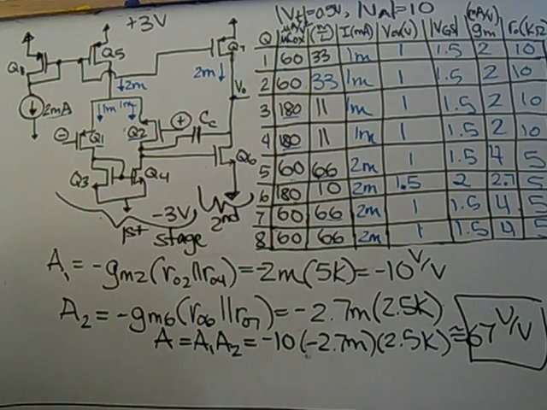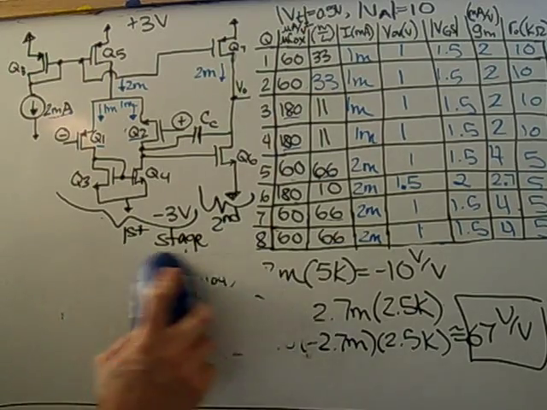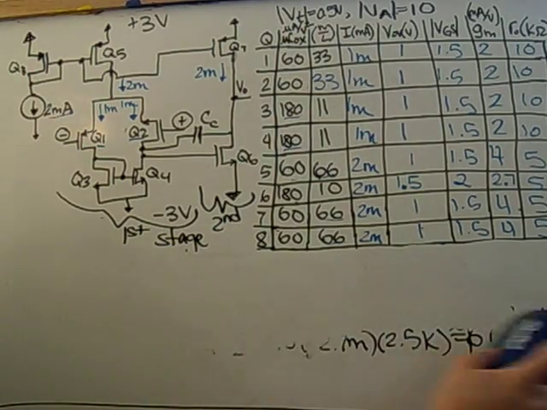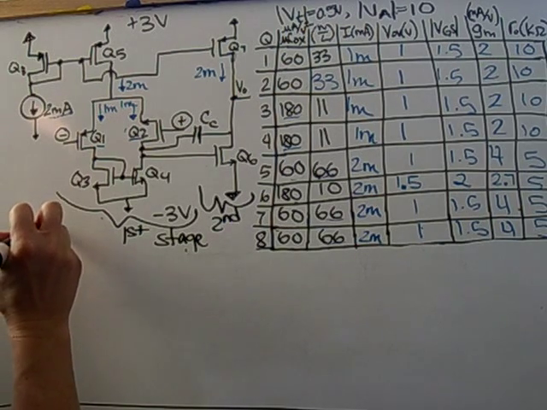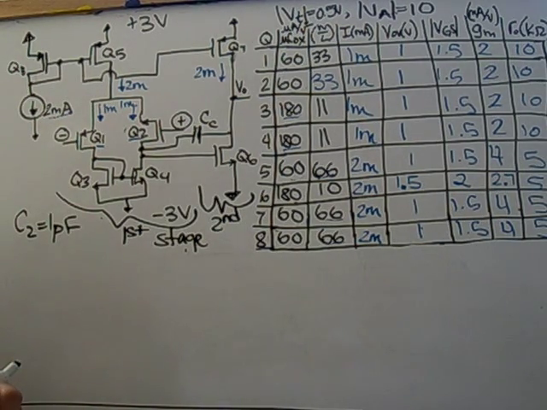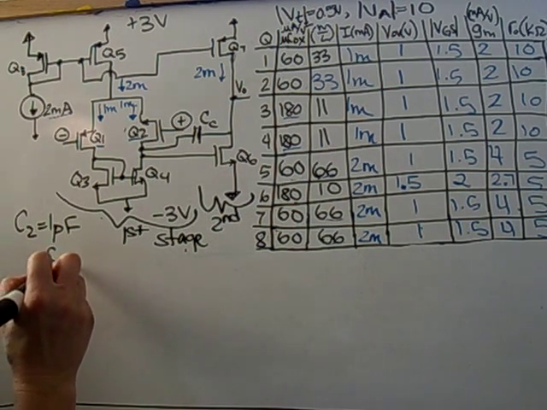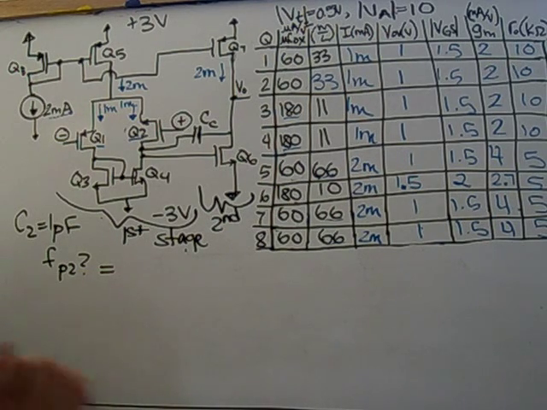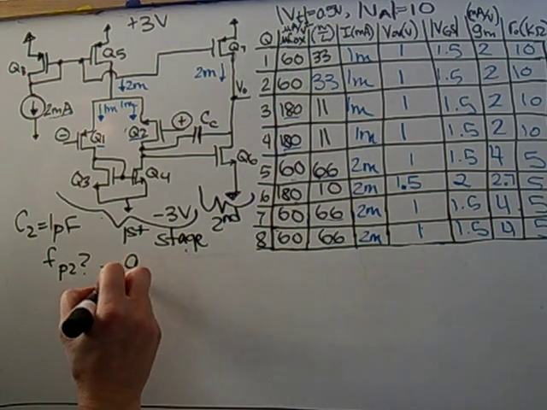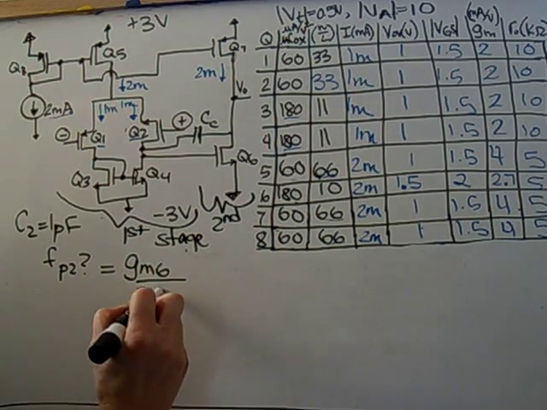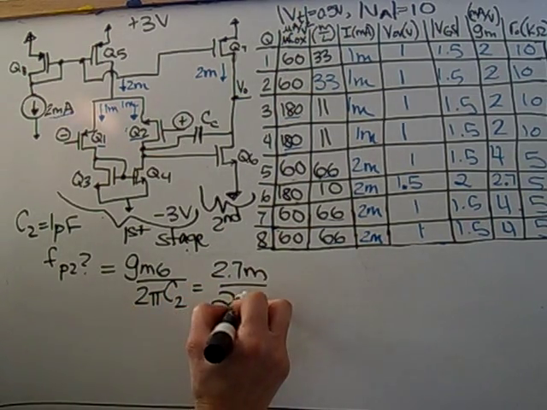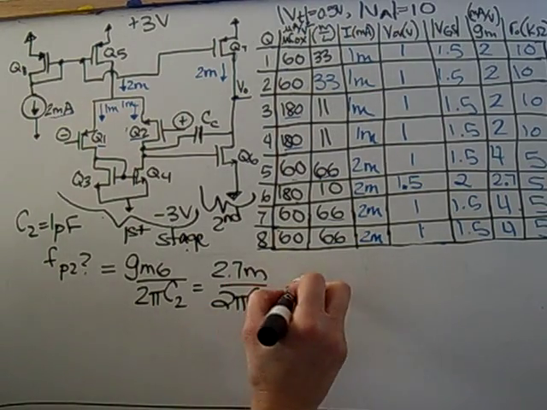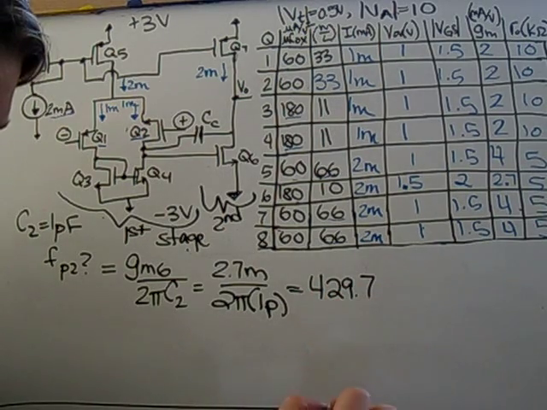We also want to know the frequency response information. For the frequency response, we need to know the capacitance that is seen at the output, C2. So given that C2 is equal to 1 picofarad, we want to find FP2. So FP2 is gm6, the small gm6, over 2 pi C2. So in this case, 2.7 milli over 2 pi 1 pico gives a value of 429.7 megahertz.